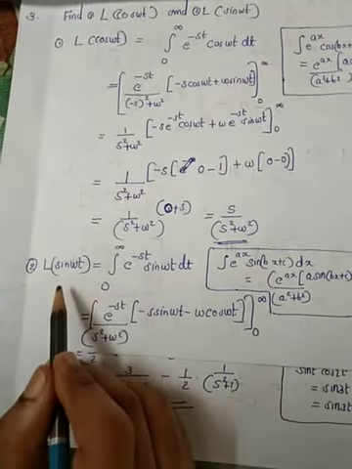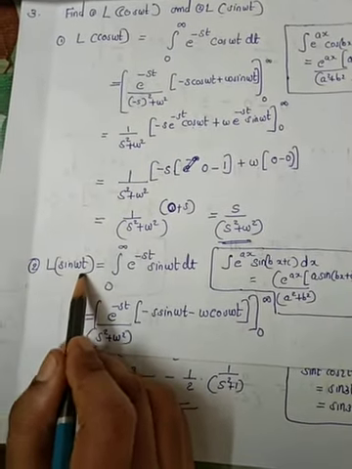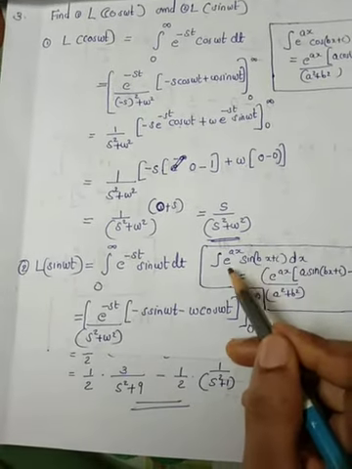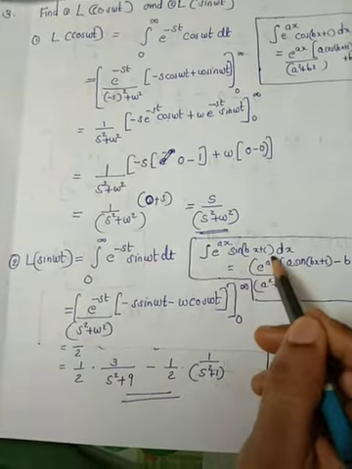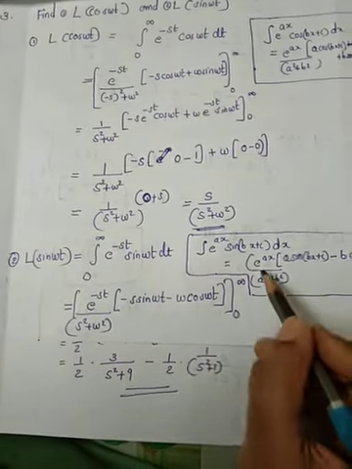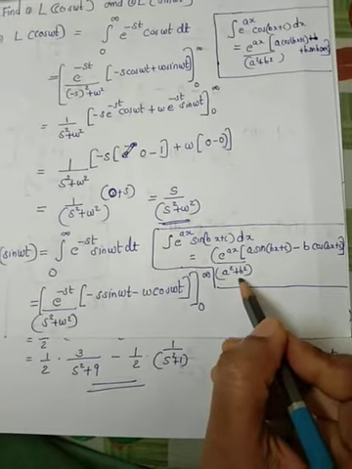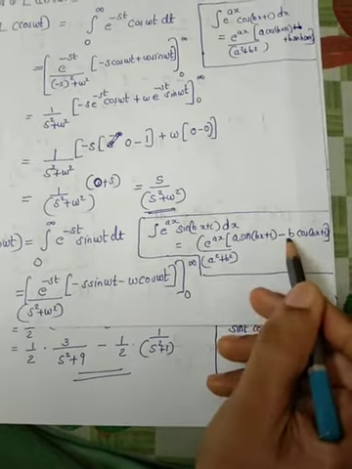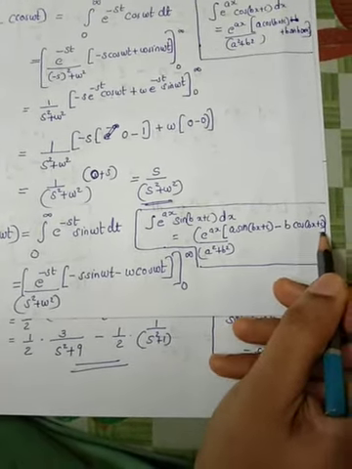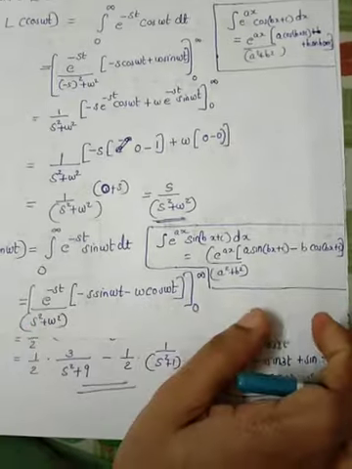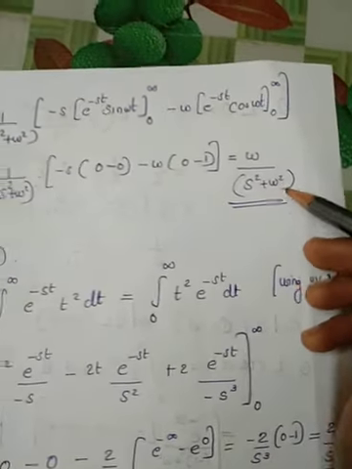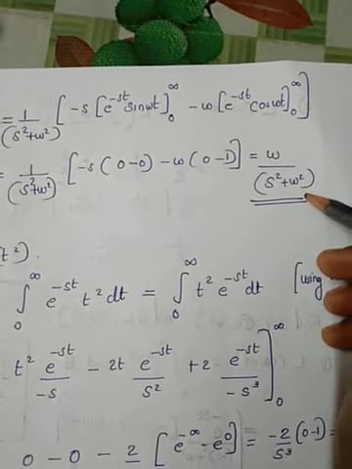Then similarly we can find the Laplace transform of sin wt. Using this integration result, integral e raised to ax sin bx plus c dx is equal to e raised to ax divided by a square plus b square into a sin bx plus c minus b cos bx plus c. Using this result, we can easily find the Laplace transform L of sin wt is w divided by s square plus w square.